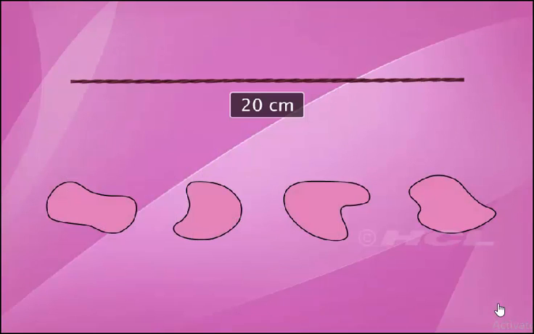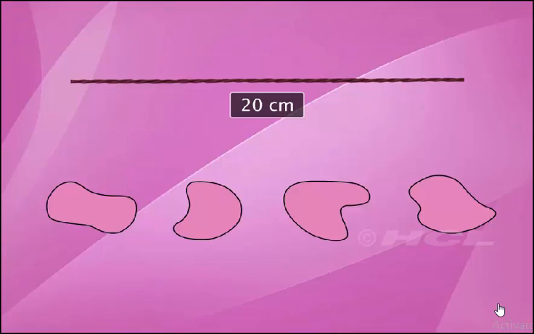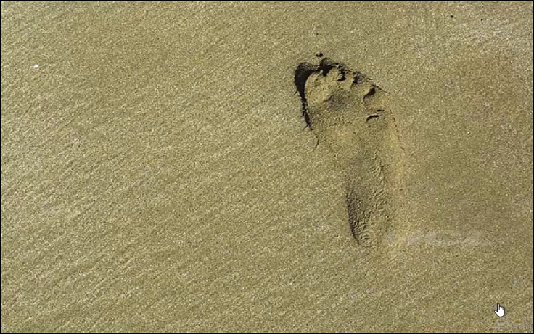This is a 20 centimeter long string. We make these 4 different shapes with the same string one by one. Can you tell the perimeter of each of the shapes made with the string? How will you measure the perimeter of your foot?